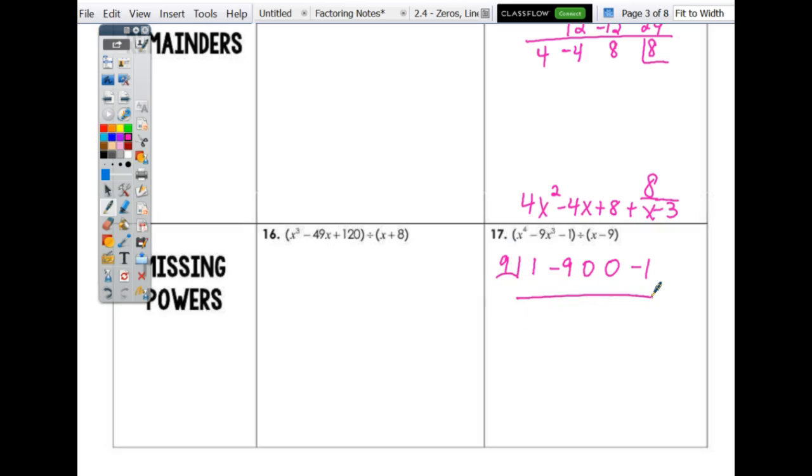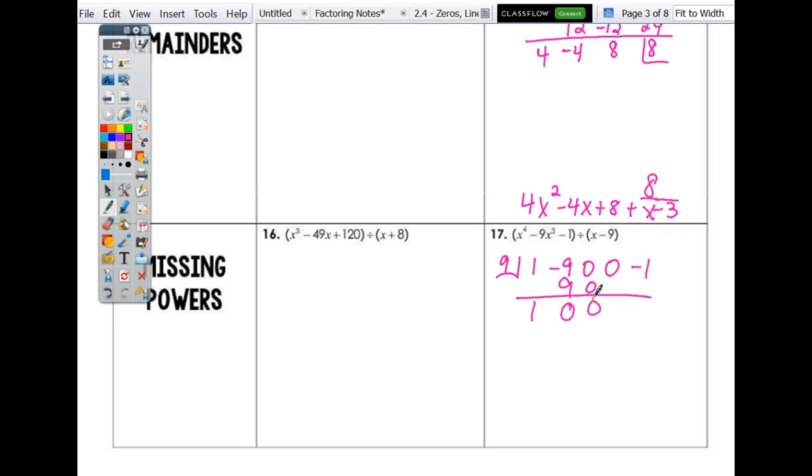I'm going to start by bringing the 1 down. 1 times 9 is 9. When I add, I get a 0. And then all of you are going to stop because you get a 0. You're like, oh, what do I do? Well, what's 0 times 9? 0. When you add 0 plus 0, what do you get?